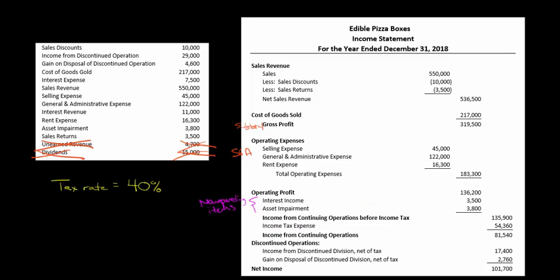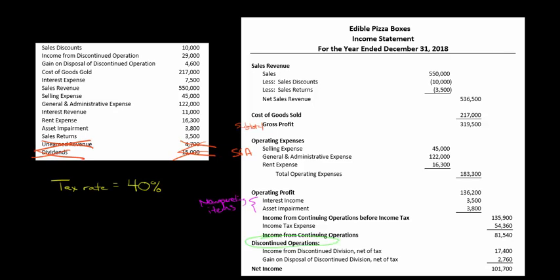We assumed it was 40%. So multiply 135.9 times 40% equals $54,360. That is our income tax expense, and then that yields income from continuing operations. If we didn't have a discontinued operation, we'd be done. This right here would be net income. But because we have a discontinued operation, we present that next, and then we do net income.